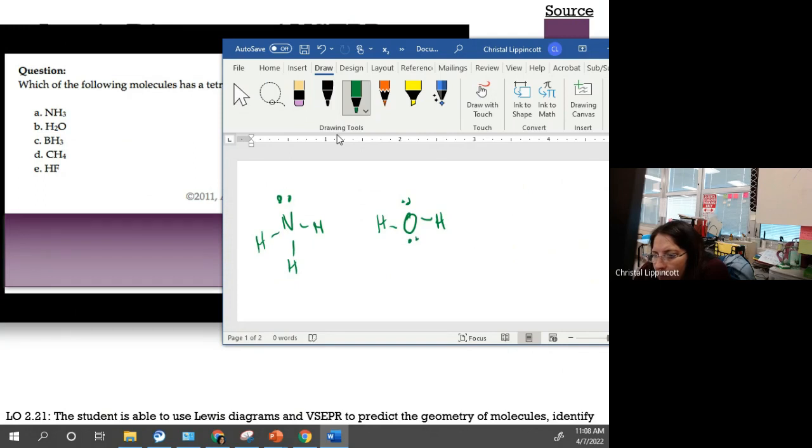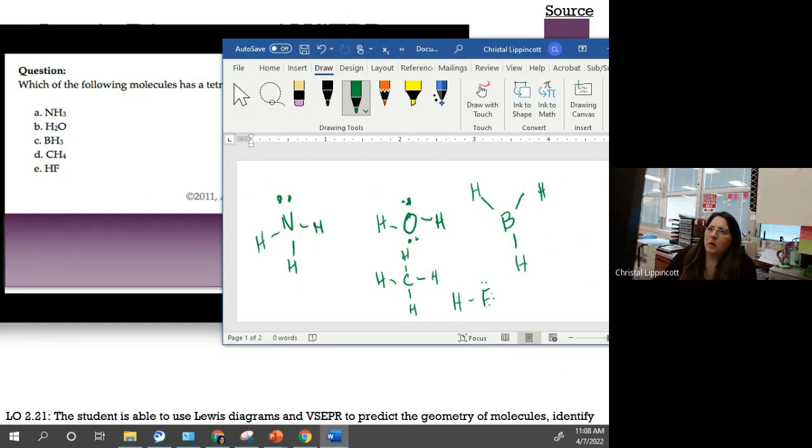This one. Trigonal pyramidal. Okay, what is this? Linear. Boom. Bent. What is this? Trigonal planar. This is tetrahedral. And this one is linear. It's D. What about trigonal? What about tetrahedral?